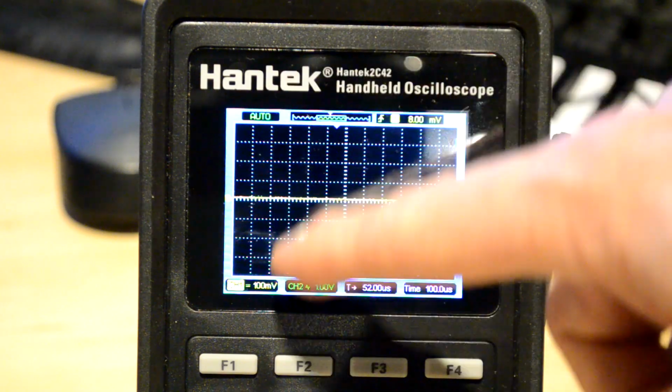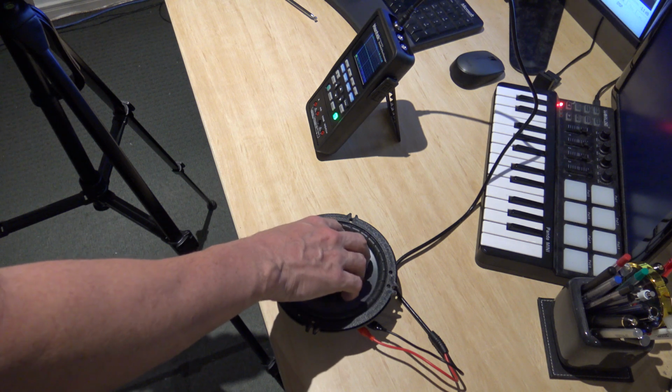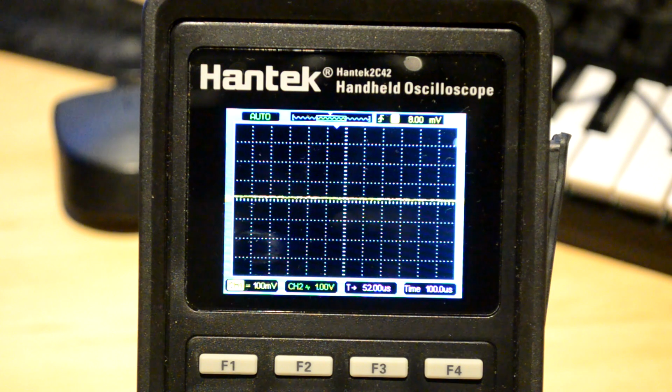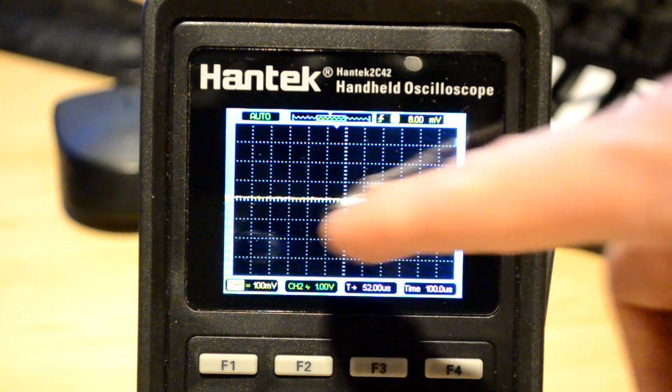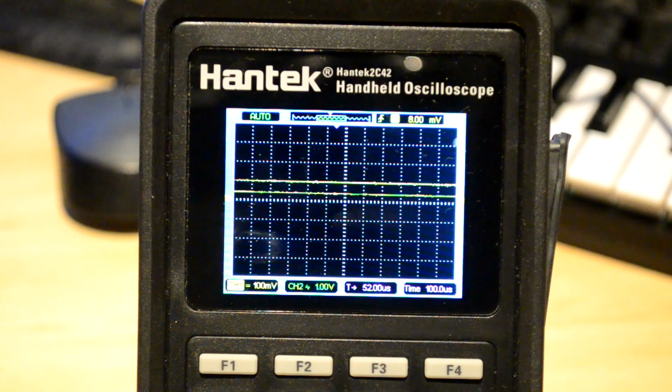It just shows positive and negative over time. That's all it is. So as I push down on the speaker here, you'll see the line went down and then went back to the middle because there's no movement. And as it comes up, it goes up to the top. So if I just move that at a steady rate, like just pushing it in and out, you can see that's going up and down.